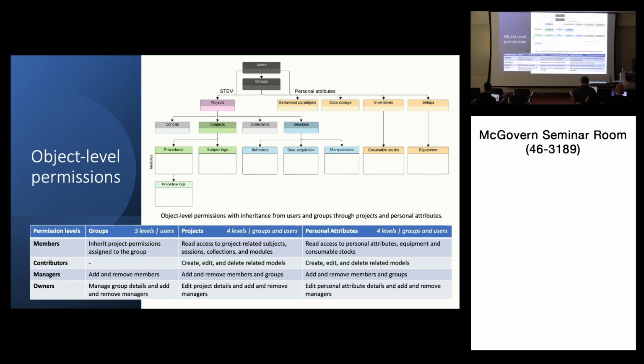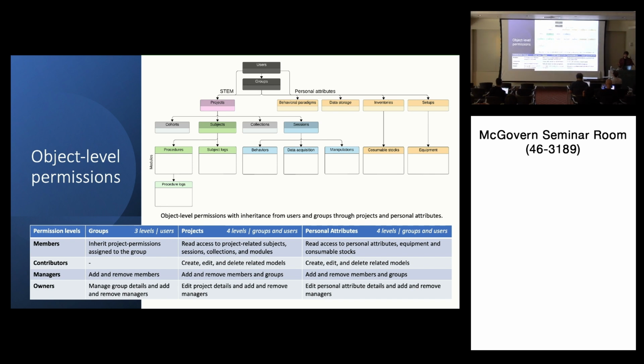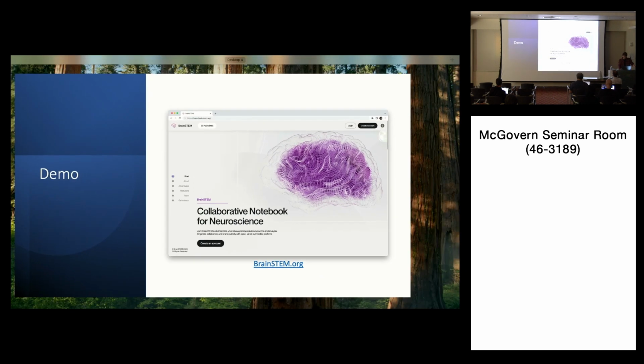In terms of how you can add people, they can either be members, contributors, managers, or owners. Owners are the ones who can change the project itself. Managers can add and remove who can have access, and then you have contributors who can actually contribute, create new subjects and procedures and so forth. And then members can just see the data. Okay? So now it's time for the demo.